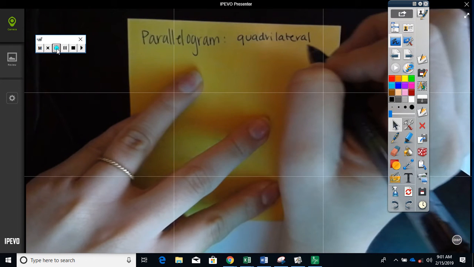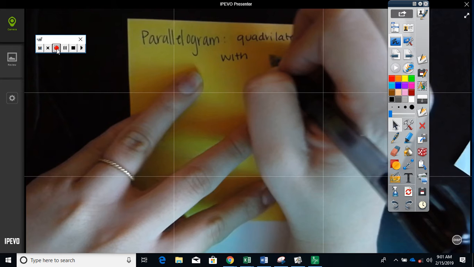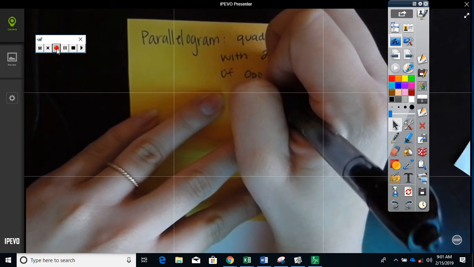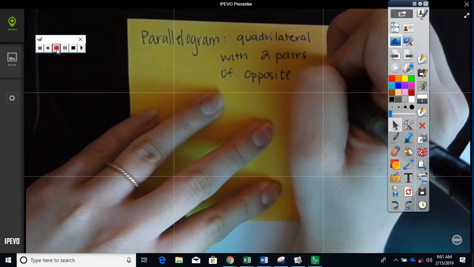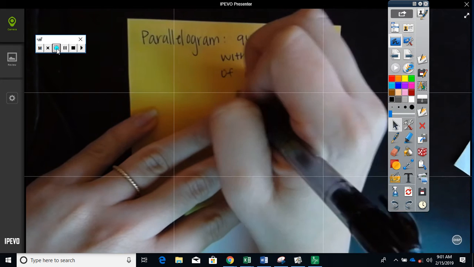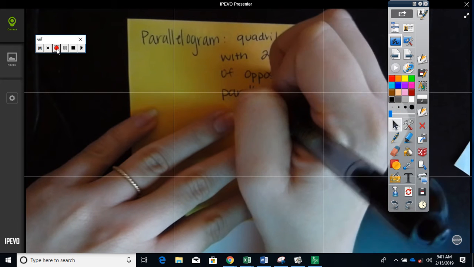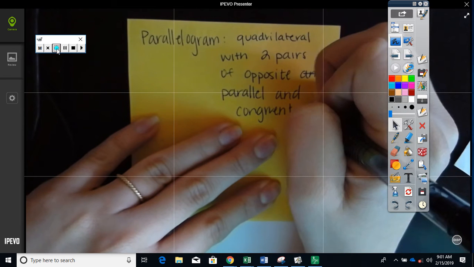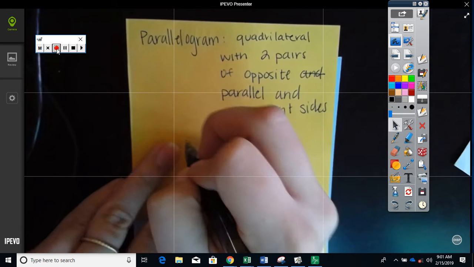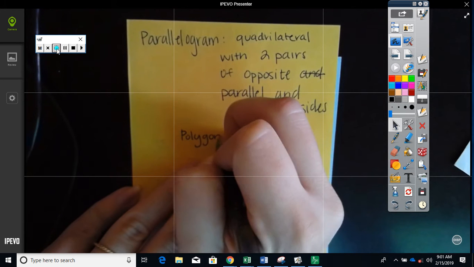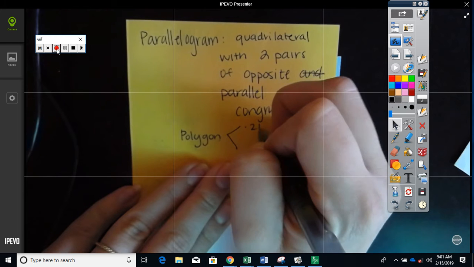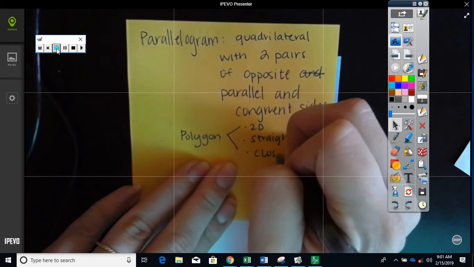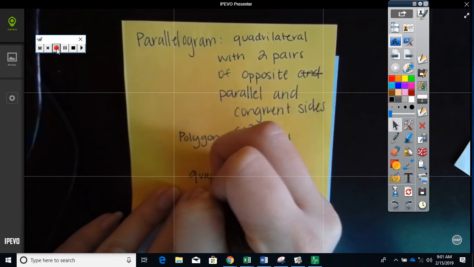The one thing that makes it different is that it has two pairs of opposite, parallel, I got ahead of myself, and congruent sides. Because it's a polygon, it has to be 2D, it has to be straight, and it has to be closed. Because it's a quadrilateral, it has to have four sides.